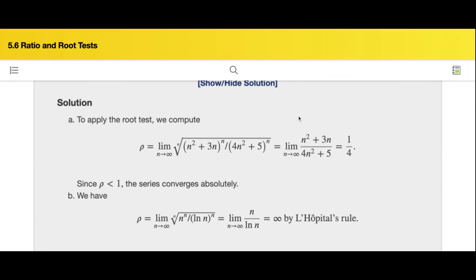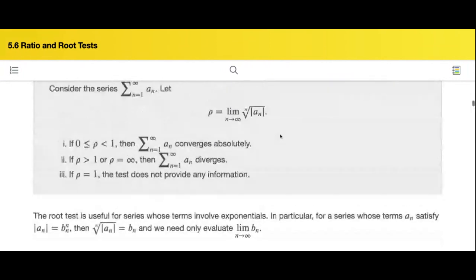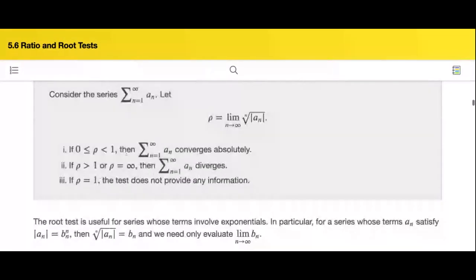Well, by ignore root, we just ignore the lower terms. We just take the leading term in the numerator, we take the leading term in the denominator. So we got n squared divided by 4n squared. That's just 1 over 4. Well, 1 over 4 is less than 1 by root test.